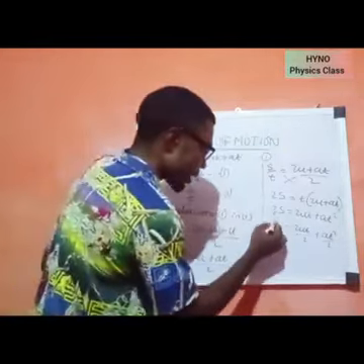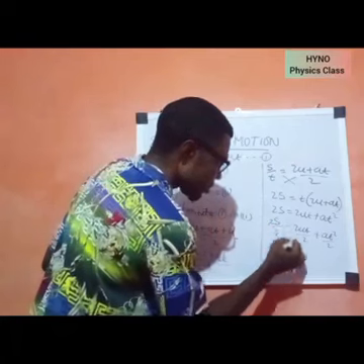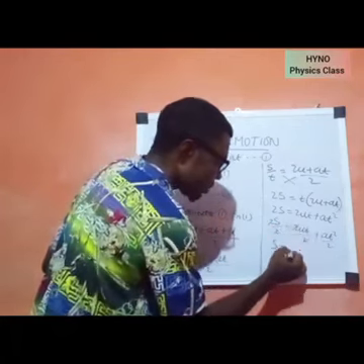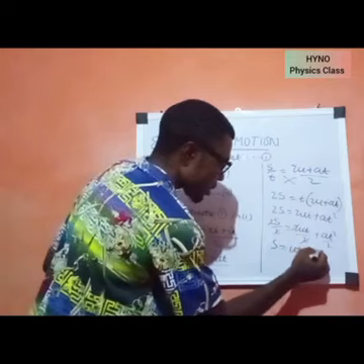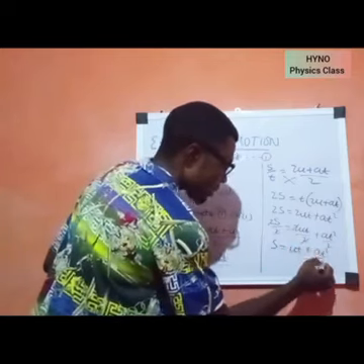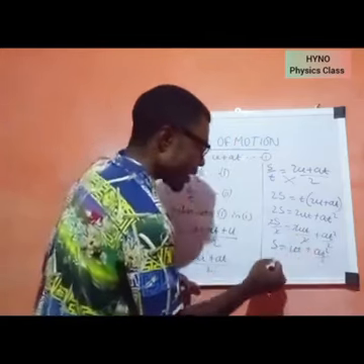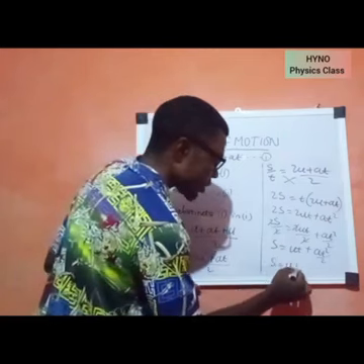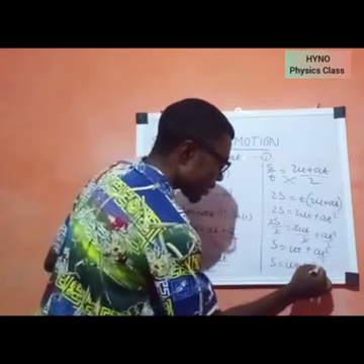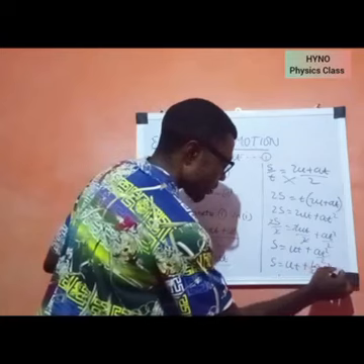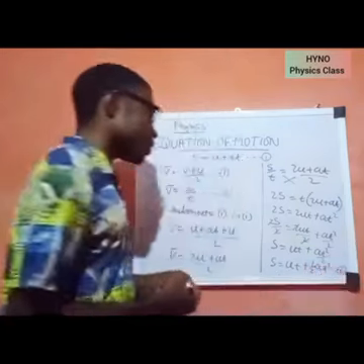So these two cancel these two, and s will be equal to ut plus at squared over 2. And this over 2 means half of it. So s is equal to ut plus half at squared. And we have the second equation of motion.